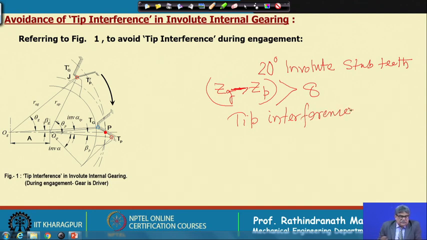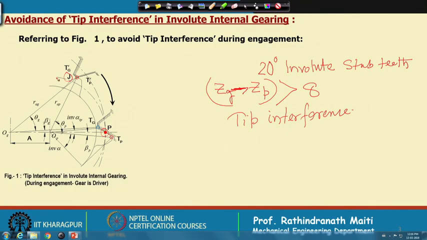What is it? If we consider this figure, let us consider the ring gear is the driver, so it is driving the pinion, which is the most common case in such a two gear epicyclic drive. In that case, if we draw the geometry and consider the pitch point here, this is the pitch point P, then let us consider the intersection of the two tip circles, which are called tip circle diameter or addendum circle diameter of pinion and gear. The intersection of the tip circles of the gear and pinion is designated by J.